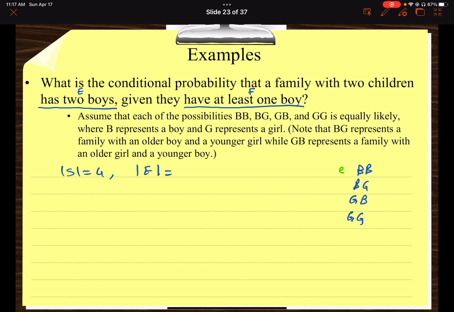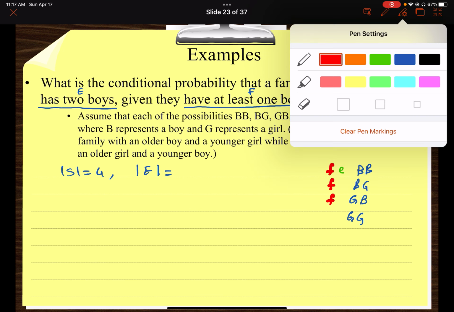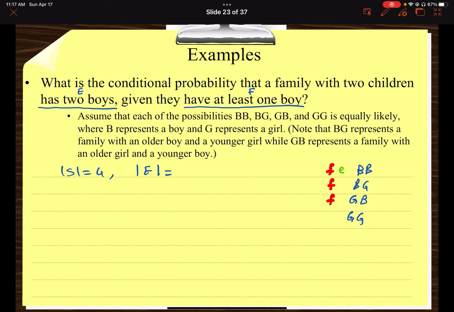Given they have at least 1 boy. Which one has at least 1 boy? First 3, right? The first, the second, and the third. So now I'm ready to talk about what is the size of E. What is the size of E?